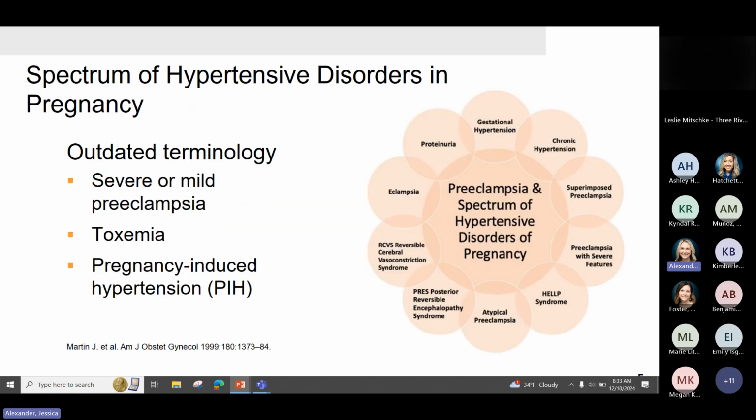disorders in pregnancy. So it's a spectrum of hypertensive disorders, and on the right of your screen, you can see all the different conditions that have been described, from chronic hypertension to atypical preeclampsia and preeclampsia with severe features. We went from mild, moderate, severe preeclampsia to severe and non-severe, and now the definition is preeclampsia with severe features. Words like toxemia and pregnancy-induced hypertension have pretty much gone away.